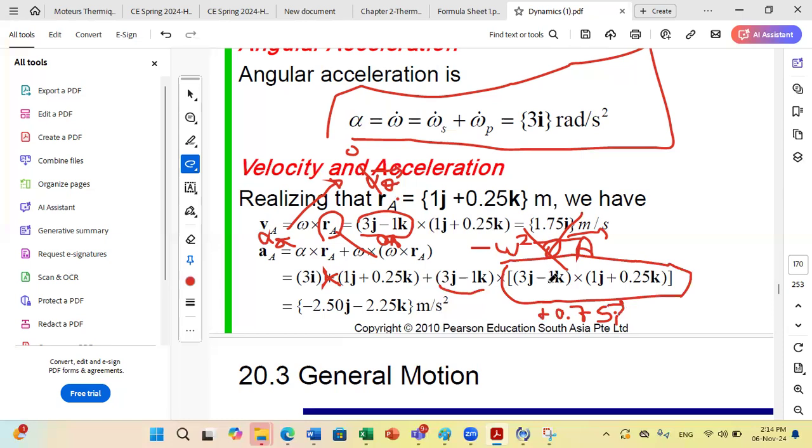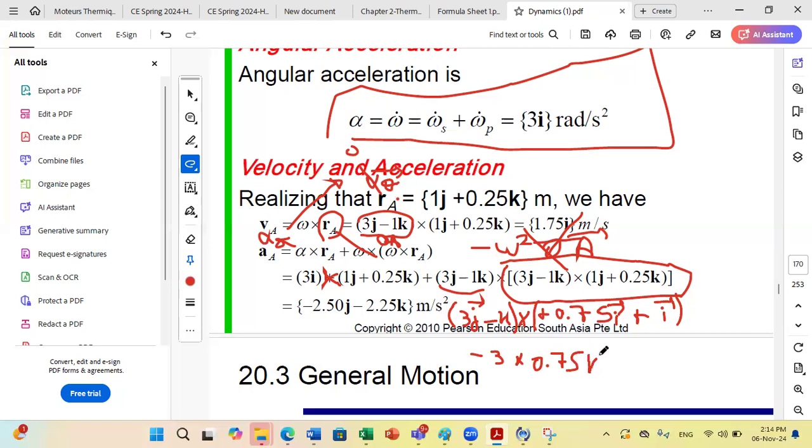Now I have k vectorial j minus i, and I have a minus plus i, and k vectorial k is 0. So this is the result. Now I do 3j minus k vectorial the vector that I found. Okay? And I do normal expansion, which is j vectorial i is minus k, so minus 3 times 0.75 k.